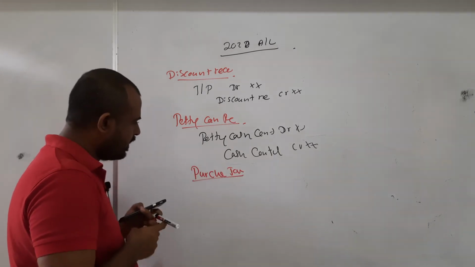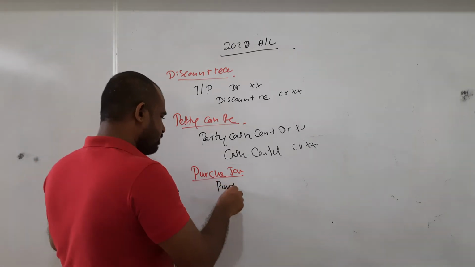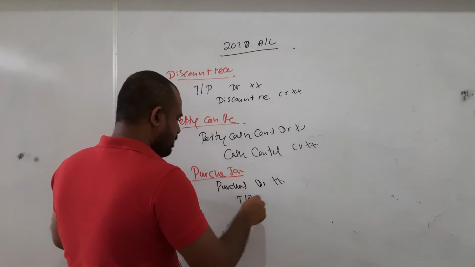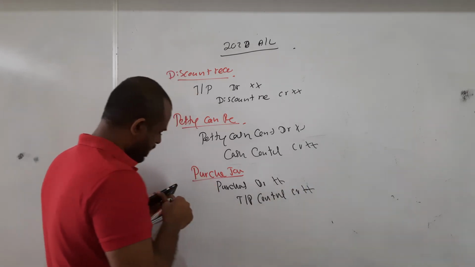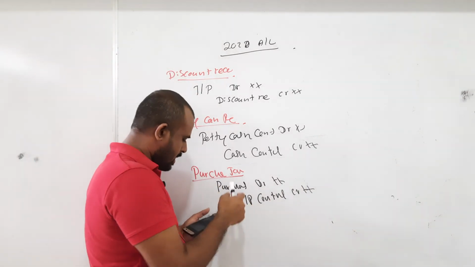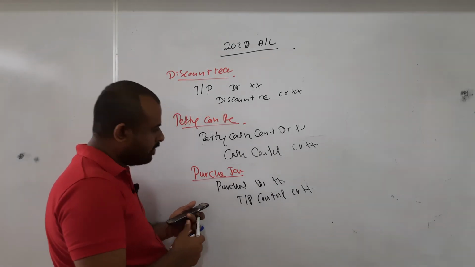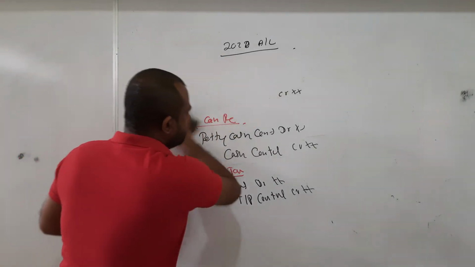What is the journal entry? Purchases account debit, trade payable control account credit. Then total of the sales journal.